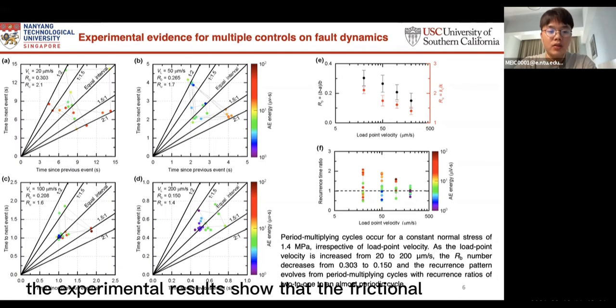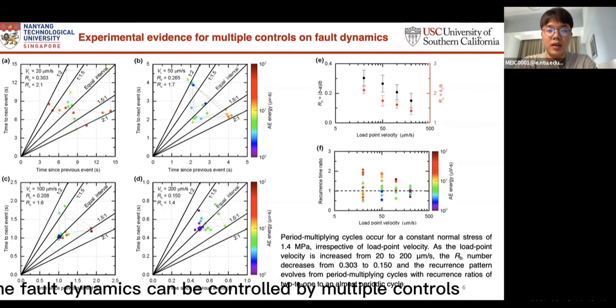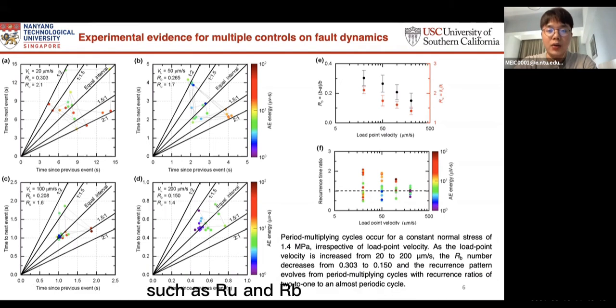The experimental results show that the frictional behavior is controlled by at least 2 parameters, Ru and Rb. So we can see that the fault dynamics can be controlled by multiple controls, such as Ru and Rb.